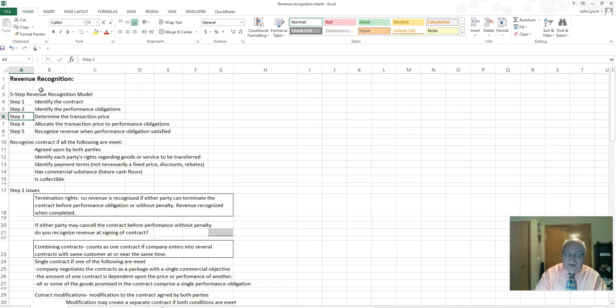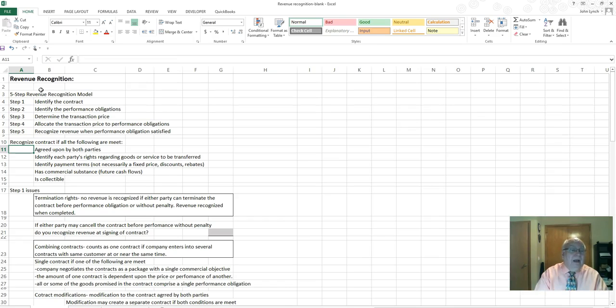Step 3 is determine the transaction price. Step 4 is allocate the transaction price to performance obligations. If you have multiple performance obligations, then you have to allocate the price that you have to each obligation. And step 5, recognize revenue when the performance obligation is satisfied.